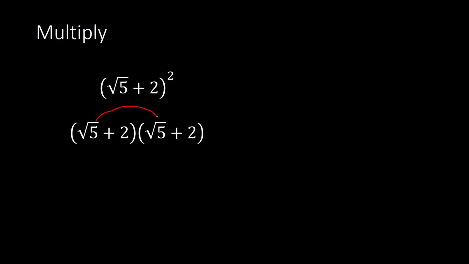So we take the square root of 5 times the square root of 5. When you do that, you get the square root of 5 times 5, which would just be 5. The square root of 5 times 2 would give you 2 square root of 5. 2 times the square root of 5 would give you another 2 square root of 5. And then 2 times 2 would give me 4.